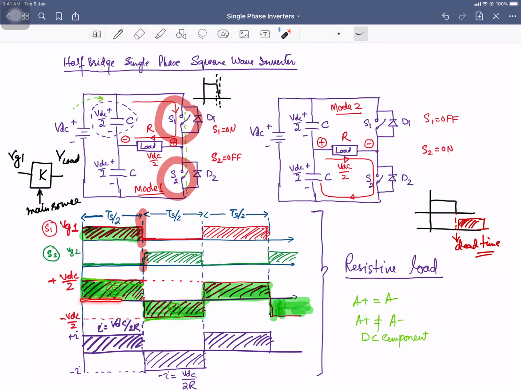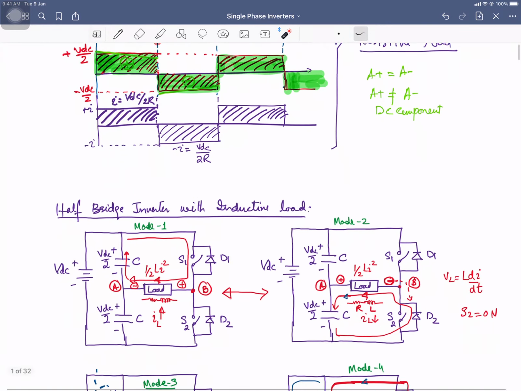So if there is no DC component, there will be no saturation of the transformer if you connect that transformer as a load over here, right? And for AC loads, there should be no DC components. So if you keep this area equal, positive and negative area equal, your DC component at the load will be 0.